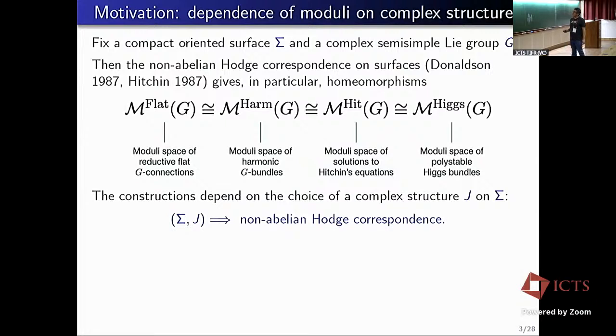The motivation is, well, if we have a compact oriented surface and a complex semi-simple Lie group, so these two will be fixed throughout the talk, sigma and G. Then, in particular, you have these homeomorphisms. So these two in the middle are moduli spaces of solutions to some equations. And these other two may be thought as more algebraic geometric moduli spaces. And so I will actually focus on these two.